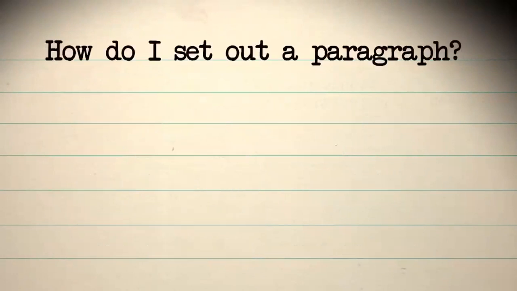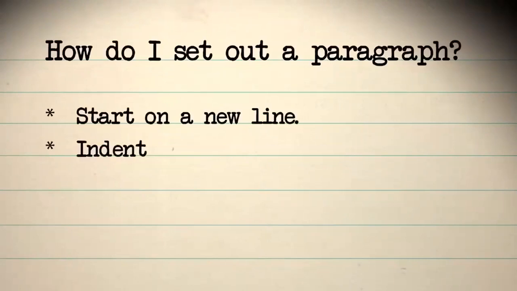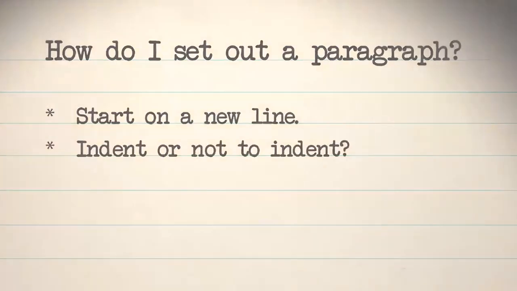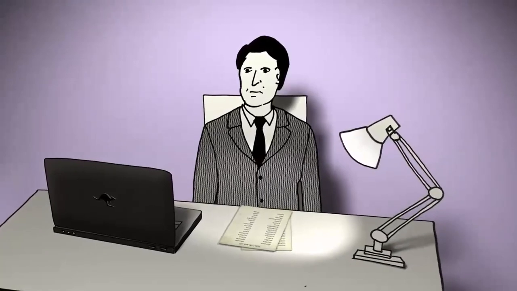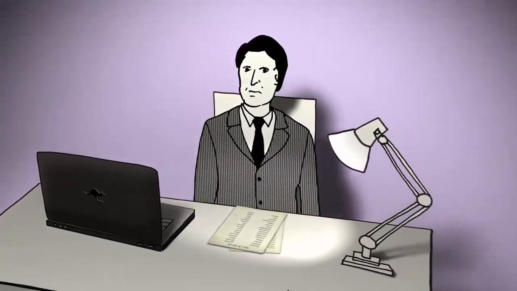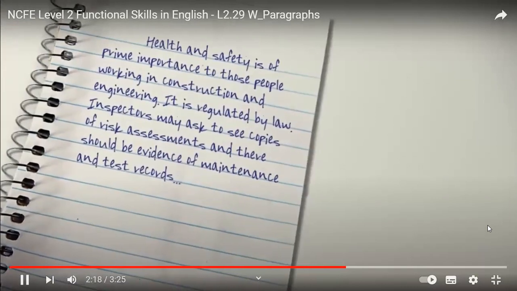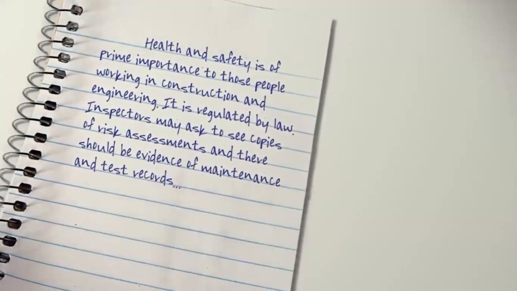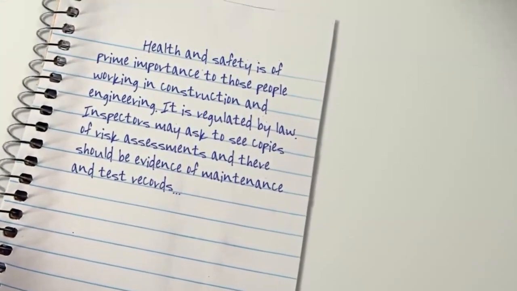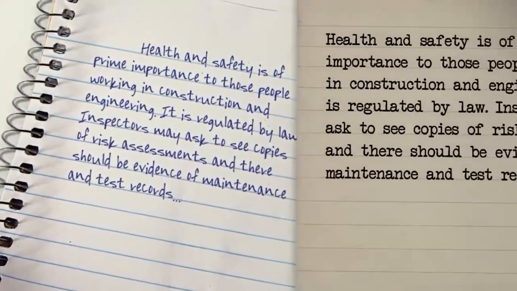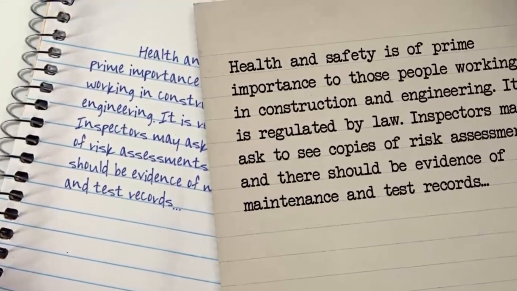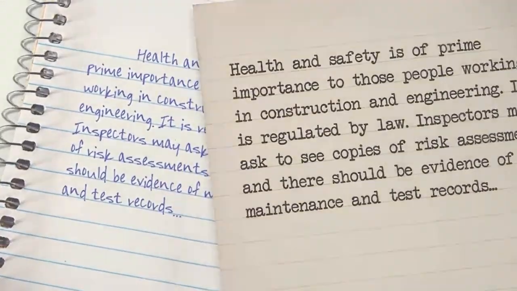How do I set out a paragraph? Start on a new line. Indent or not to indent. To indent a paragraph, you leave a space on the line before writing. Indenting a paragraph looks like this, and it should be used in handwritten text. Block paragraphing looks like this, and should be used in typed text.